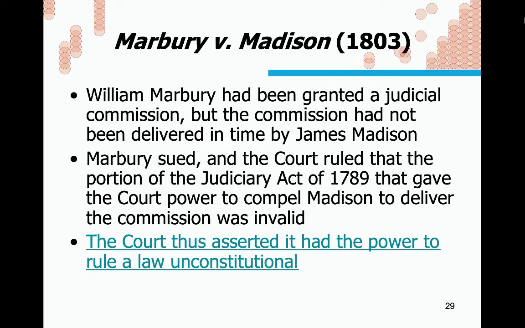So what the court did is it said that the law, the Judiciary Act of 1789, that gave the Supreme Court the power to do something was a power that Congress didn't have. So the court thus asserted that it had the power to rule a law unconstitutional, and it did it by ruling unconstitutional a law that gave the court more power. But in doing what it did, the court leapfrogged that and gave itself even more power. It really is pretty ingenious, but I don't think it's really undemocratic.